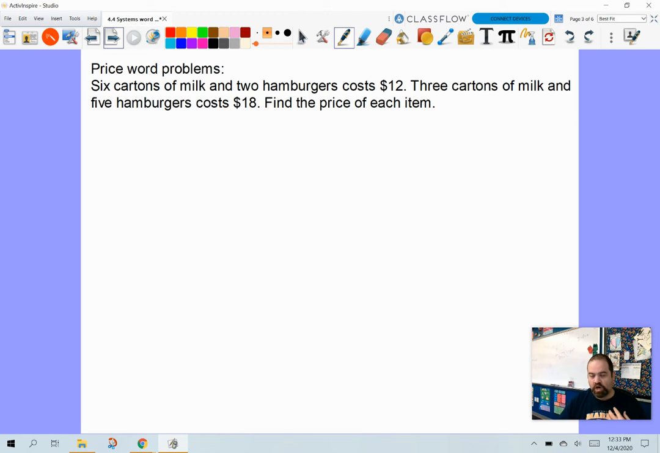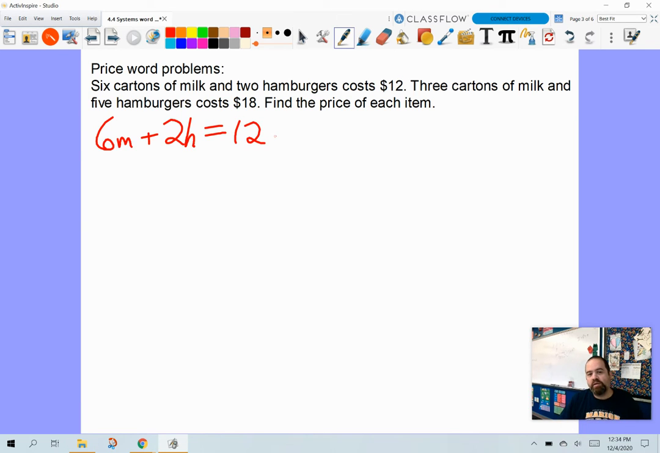So I think these are pretty straightforward to set up too. Solving them might take a little bit more work, but setting these up, basically take a sentence and translate that into a system. So my first sentence is 6 cartons of milk and 2 hamburgers cost $12. So here's what I'm going to set up. 6 cartons of milk and 2 hamburgers cost $12.